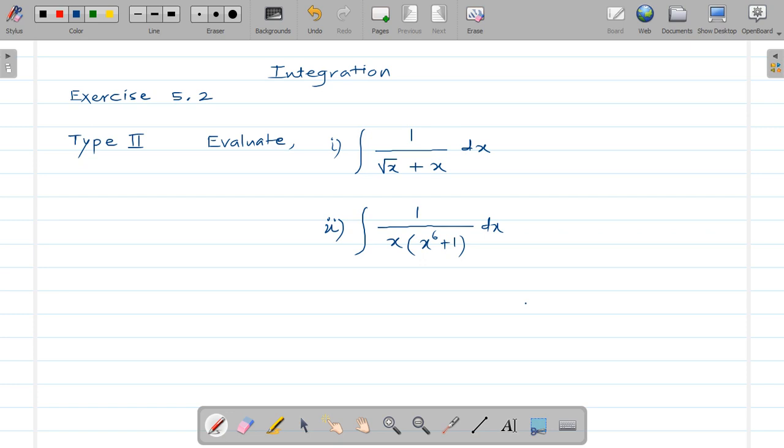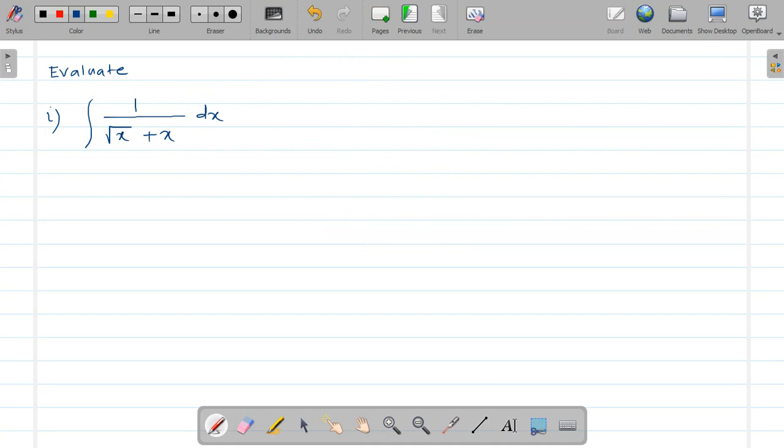Dear students, from the topic integration, today we are going to solve some examples from exercise 5.2, that is type number 2, and both the integrations are related to integration by substitution. So let us see now. We have to evaluate the integration 1 upon root x plus x dx.